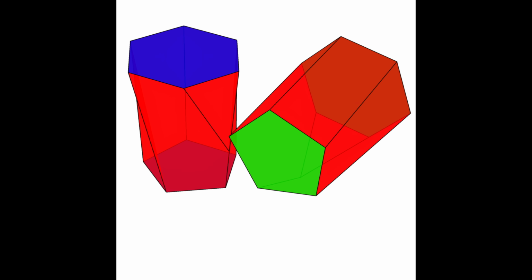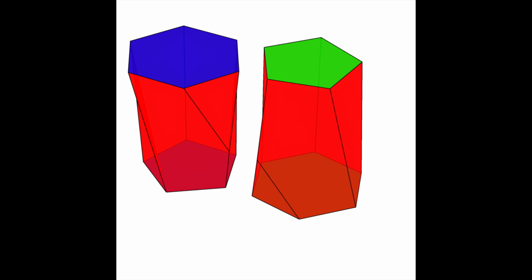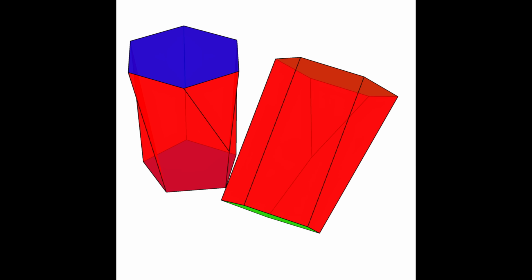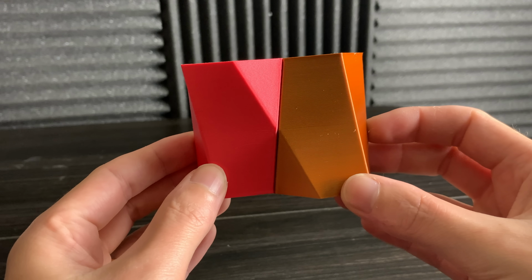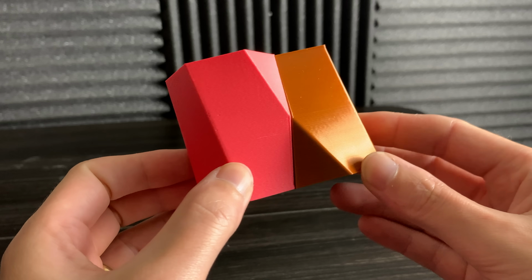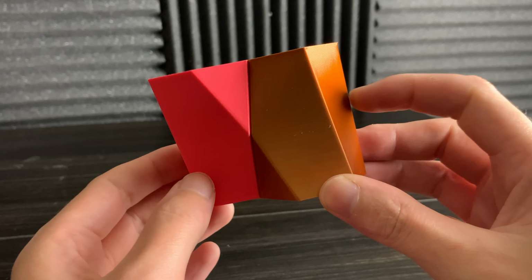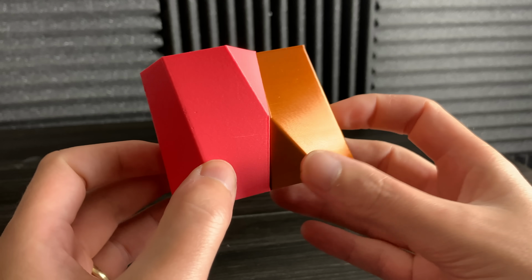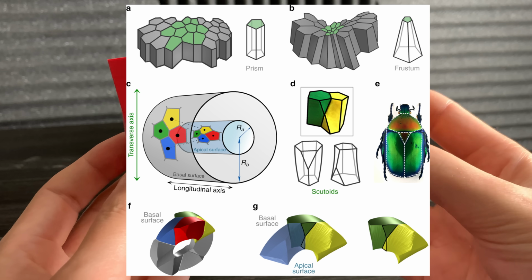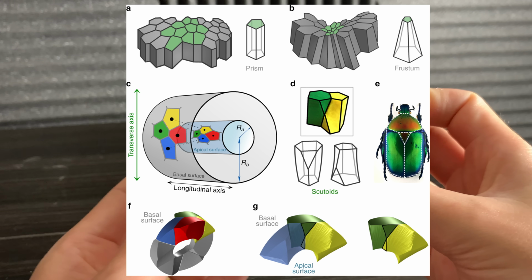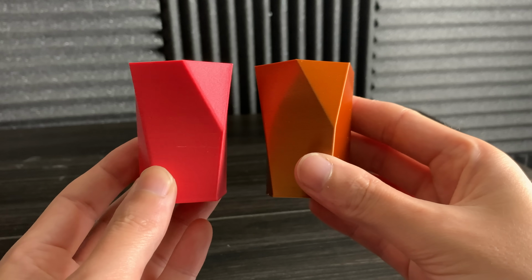But here's what makes the Scutoid really cool and interesting. It packs or self-assembles with itself. So the Scutoid, along with regular prisms, allows cells to have complex shapes. And it turns out that this shape has always existed, but it wasn't until recently that scientists officially gave it a name.